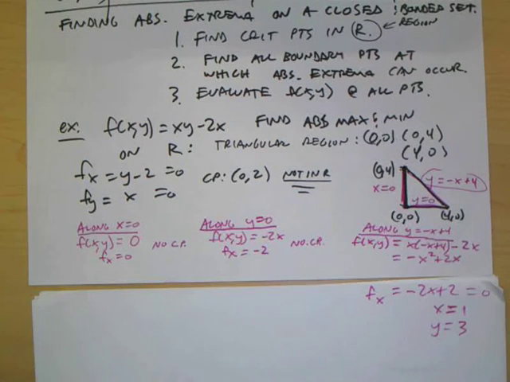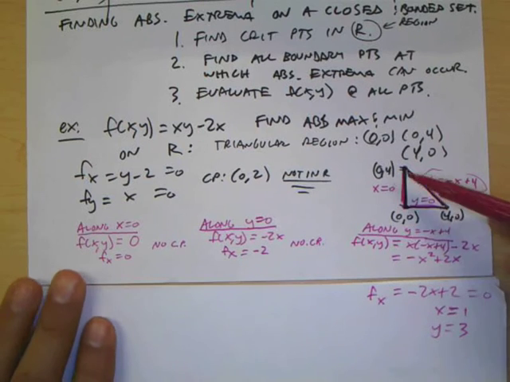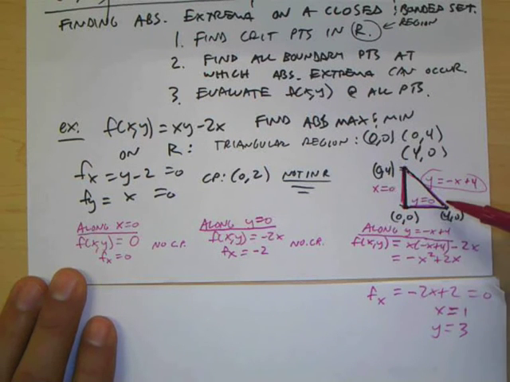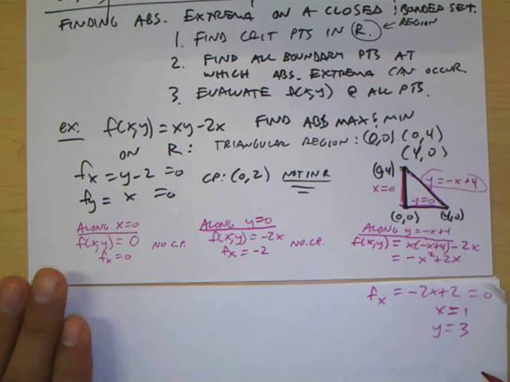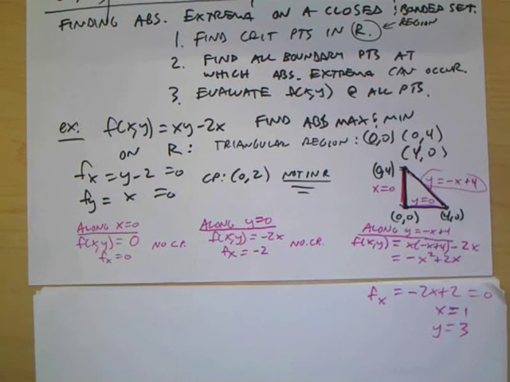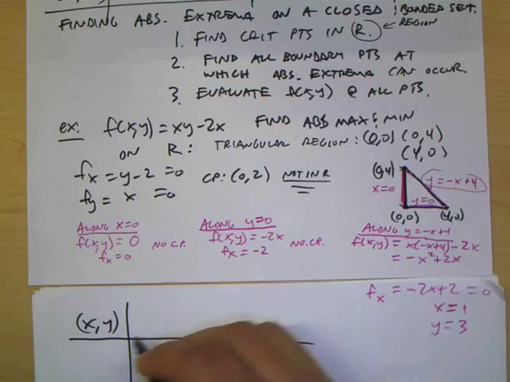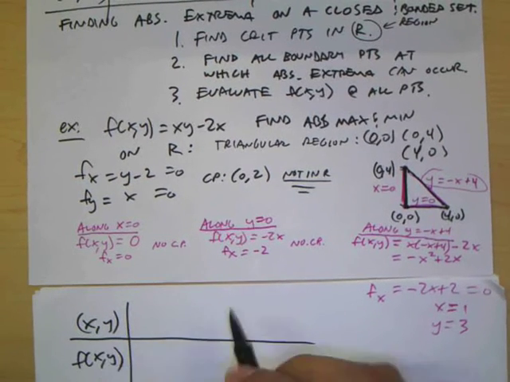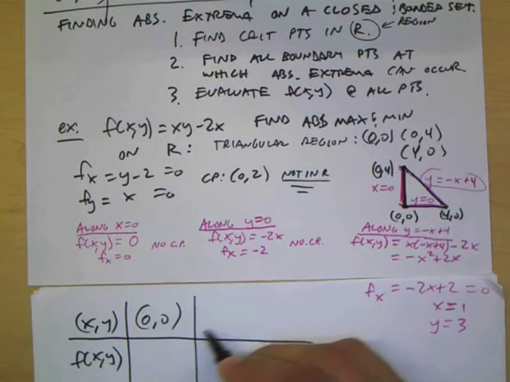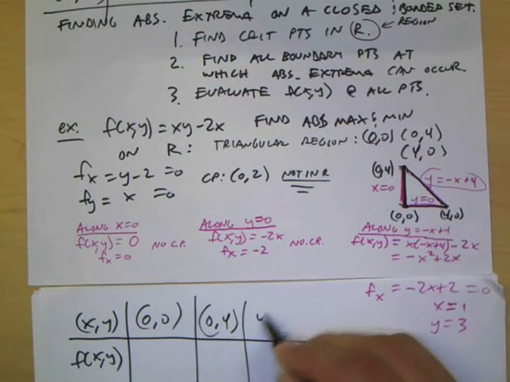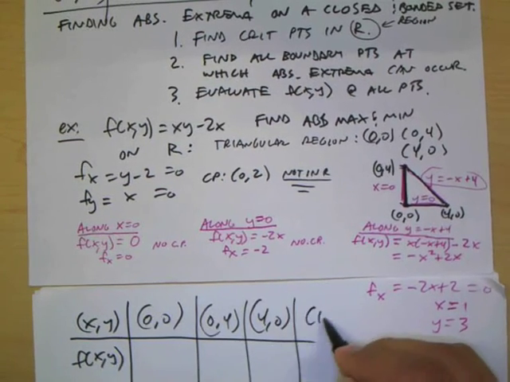3. Okay, so in addition to (0, 4), (0, 0), and (4, 0), nothing on the interior to worry about, but along y equals negative x plus 4, we also obtained (1, 3) as another critical point to test. So there are 4 of them. So let's do this way. The critical points I'll put up on the top. We have (0, 0), (0, 4), (4, 0), and then we also obtained (1, 3).